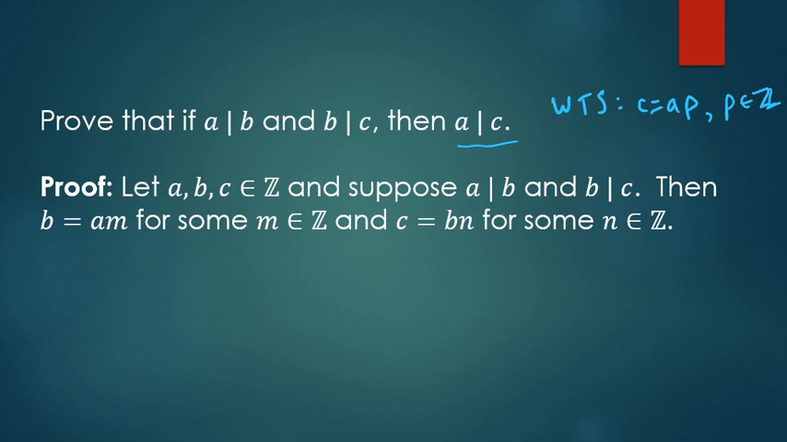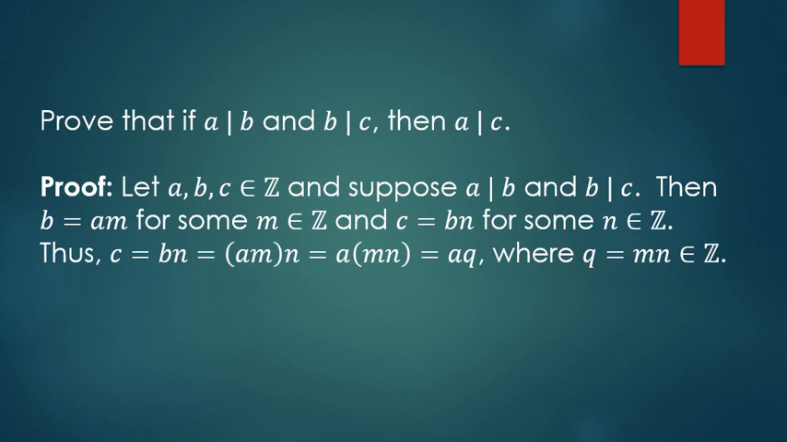And maybe looking at it like that provides a little bit more clarity as to what we have to do. Here I have C in terms of B. Here I have B in terms of A. If I make this substitution in for B, then I have C in terms of A. So I have C is equal to A times M times N, and that's equal to A times (M times N).